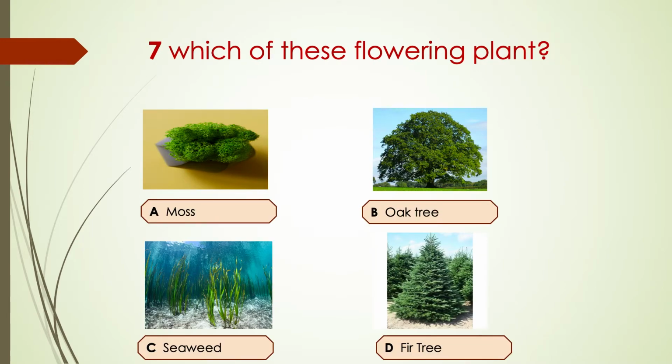Which of these is a flowering plant? Option A, moss. Option B, oak tree. Option C, seaweed. Option D, fir tree. The answer is option B, oak tree. Moss produces tiny dust-like particles called spores, but it does not produce flowers. The oak tree produces blossom flowers in the spring.